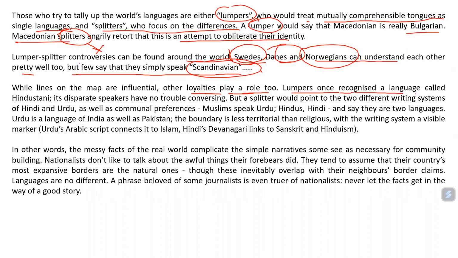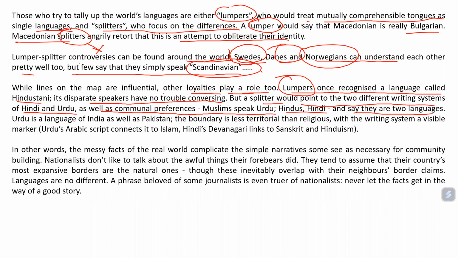Lumpers once recognized a language called Hindustani. Its disparate speakers have no trouble conversing, but a splitter would point to the two different writing systems of Hindi and Urdu, as well as communal preference. Muslims speak Urdu, Hindus speak Hindi, and they say they are two languages. So now what happened? Lumpers said that there is one language, Hindustani, in which people can easily communicate. Then splitters came into the picture.